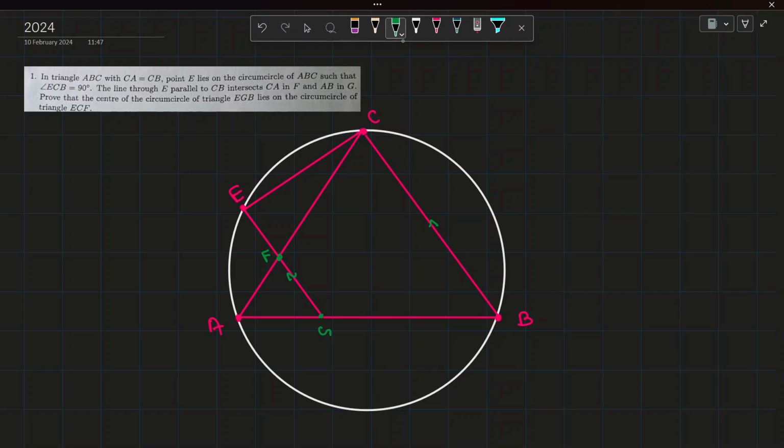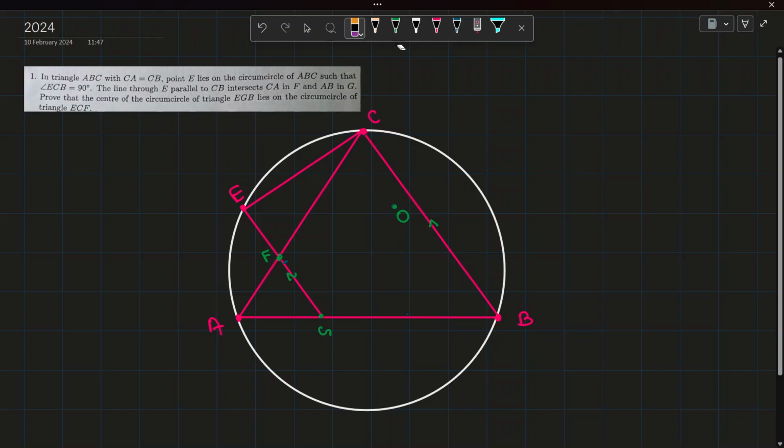So EGB, let's denote its circumcenter by O. So O is the circumcenter of triangle EGB. In other words, it's the intersection point of the perpendicular bisectors of EGB. Okay, and we need to prove that it lies on this particular circle, the circumcircle of EFC. So this is what we need to prove. And now let's begin with the solution.